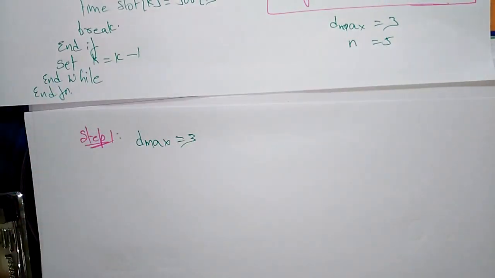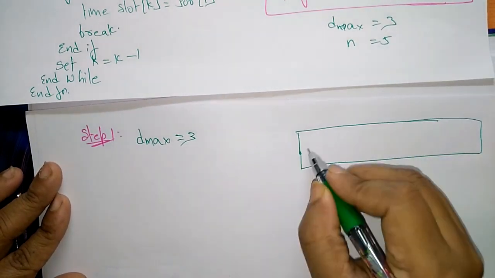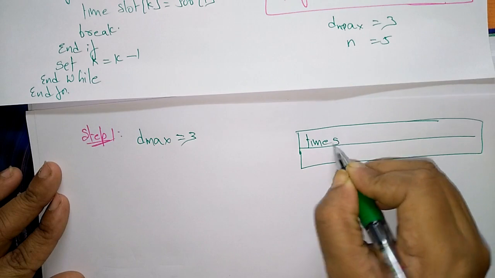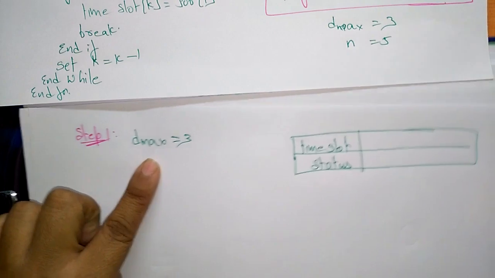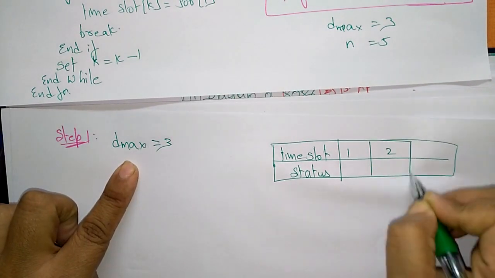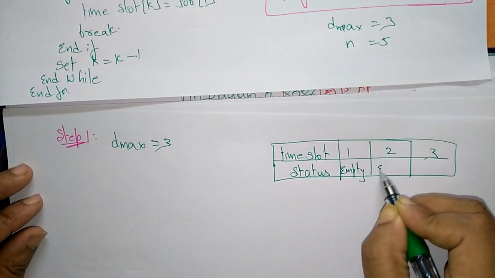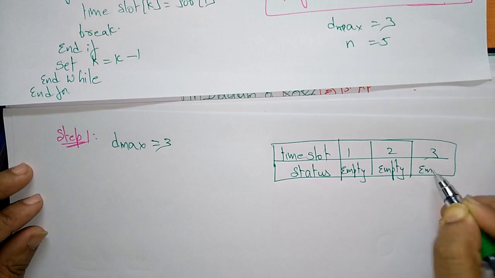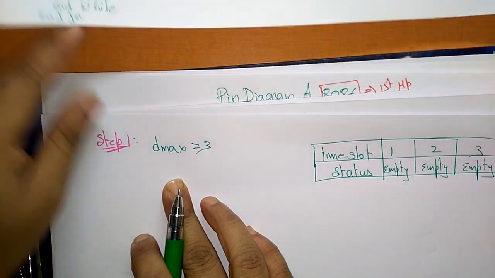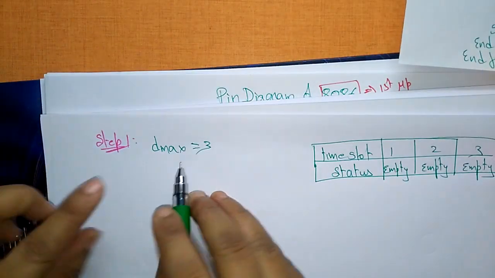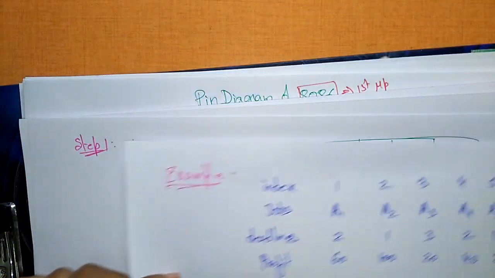To keep track of free time slots, first set the time slots and the relating status. The D max is 3, so you make 3 time slots: 1, 2, 3. In the beginning you make all the status as empty. I make all the slots empty. Whenever D max is 3 and N is equal to 5, first look at the job 1.